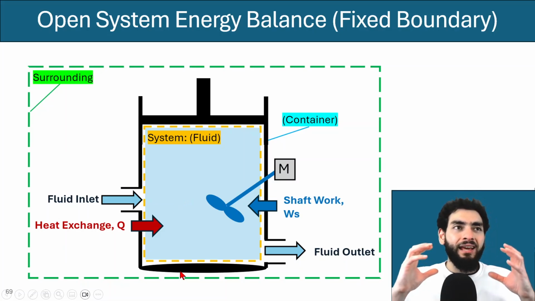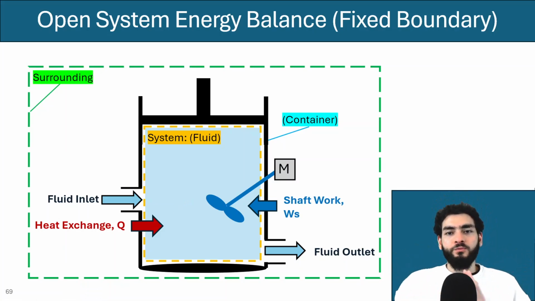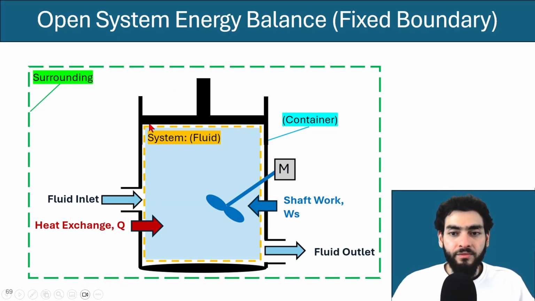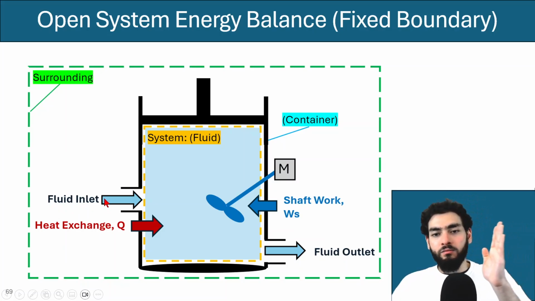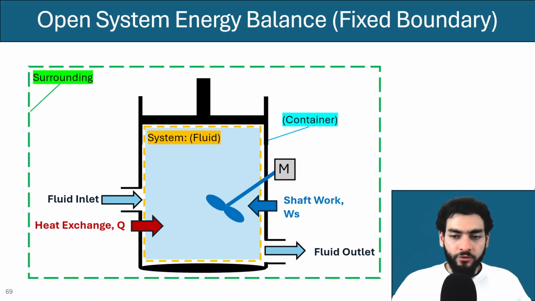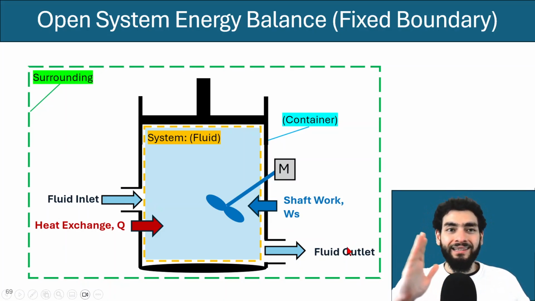Now let's look at an open system energy balance. Unlike the closed system, in this open system energy balance there are actually two changes that I have here. First, I've put in a fluid inlet, so there could be mass that crosses the boundary, and a fluid outlet, which is mass that leaves the boundary.